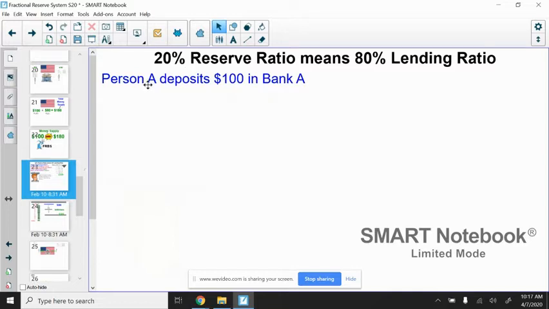So let's go through our scenario again, but let's expand upon it. Person A deposits $100 in Bank A. Okay. Bank A can now loan out $80 to person B. If you remember from our previous slides, $80 was the amount of the loan. Now, how did I get that?